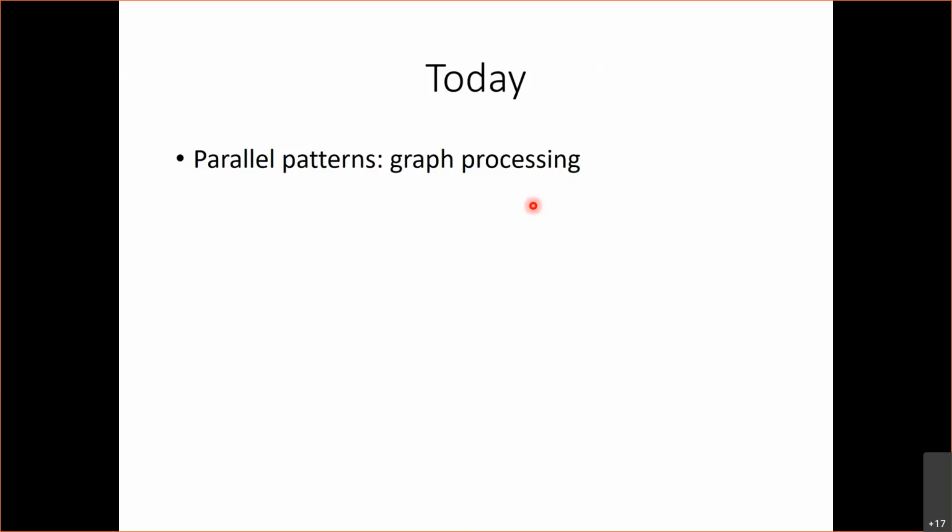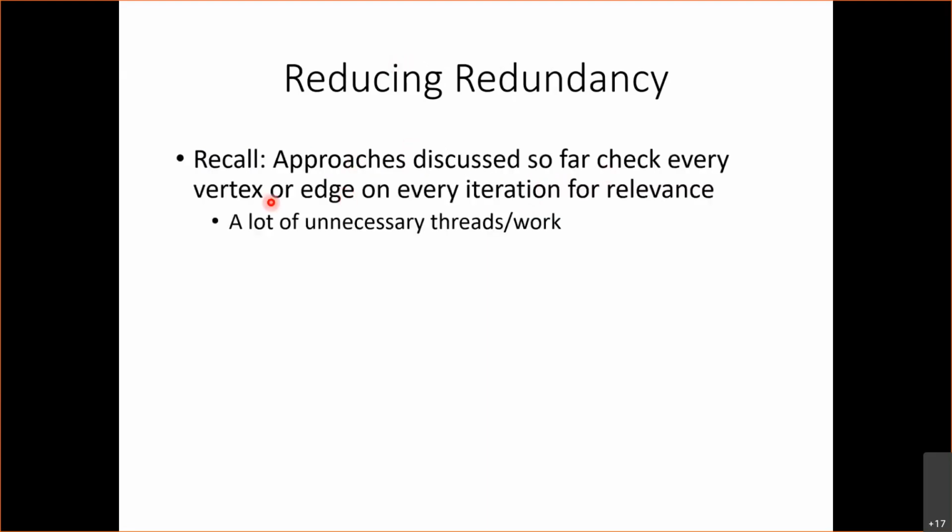All right. So let's, any other questions about last time's material? Okay, so then let's proceed. So today we're going to talk about how we can reduce redundancy. So if you recall, the approaches that we discussed so far, they check every vertex or edge in every iteration, and that results in unnecessary work. So the alternative for doing that, for reducing redundancy, is to do the following.